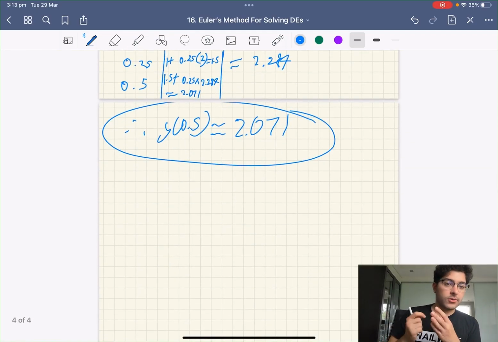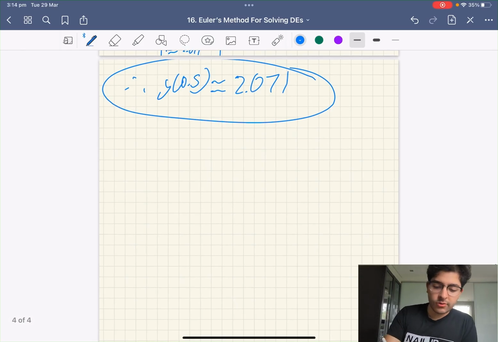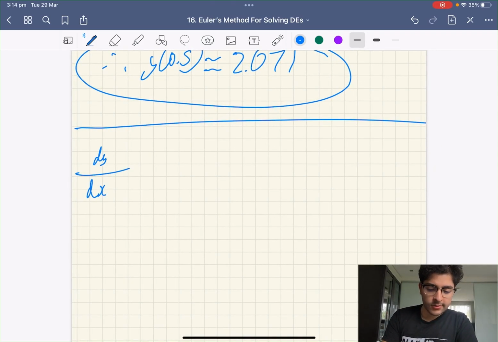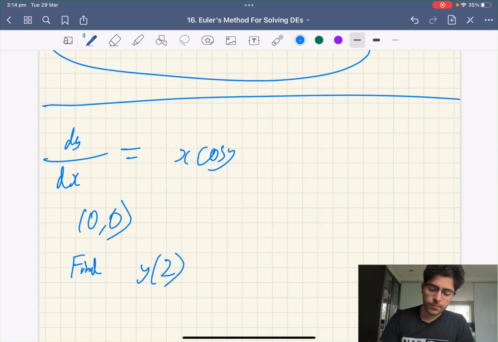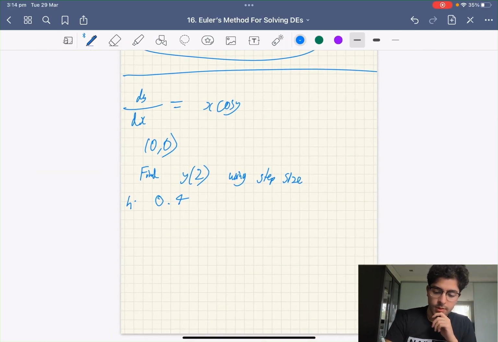Now, this still might not have completely sunk in, so I think the best way to demonstrate this is through repetition. So let's do another question that is also a bit trickier. Okay. The next question I'm going to give is, let's say that dy on dx is equal to x cosine y, and we know that (0, 0) is a coordinate. I want to say find y of 2 using step size 0.4.